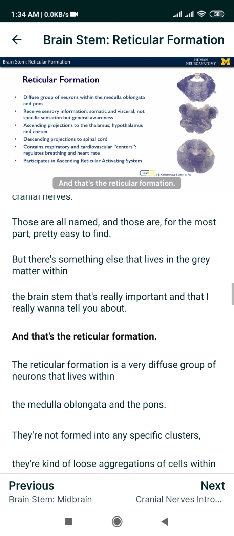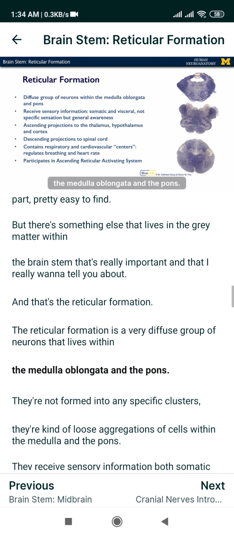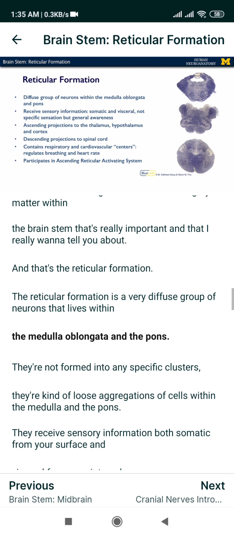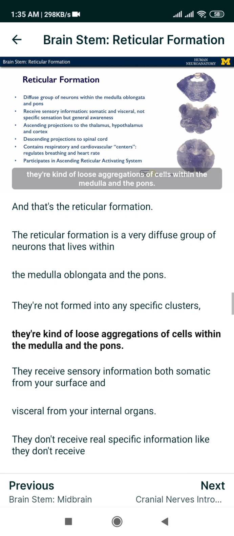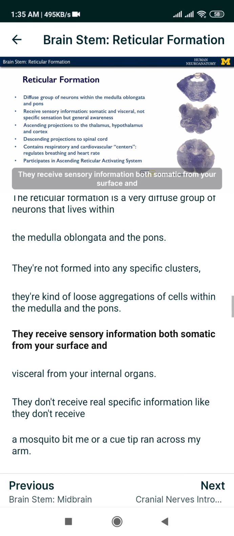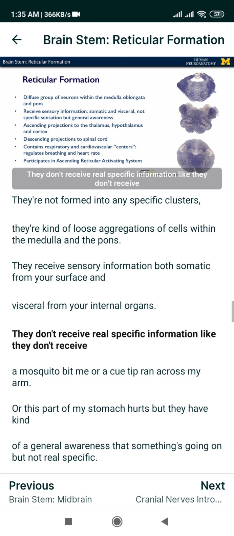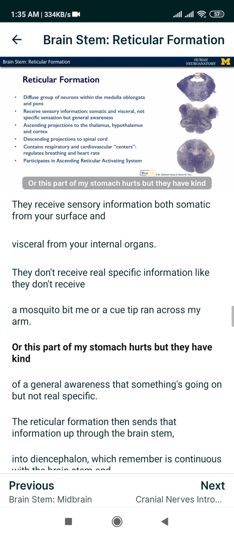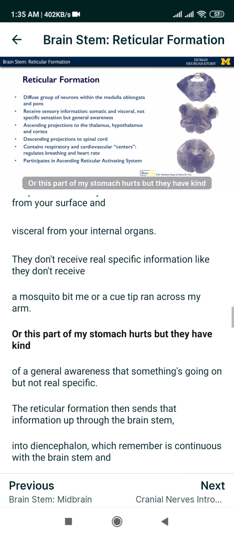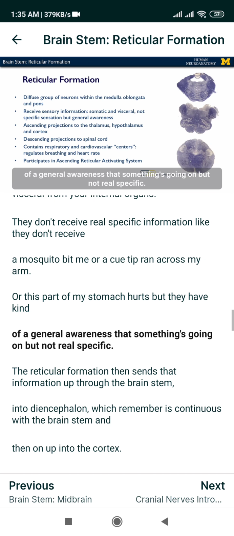And that's the reticular formation. The reticular formation is a very diffuse group of neurons that lives within the medulla oblongata and the pons. They're not formed into any specific clusters. They're kind of loose aggregations of cells within the medulla and the pons. They receive sensory information, both somatic, so from your surface, and visceral, from your internal organs. They don't receive real specific information, like, oh, a mosquito bit me, or oh, a Q-tip ran across my arm, or oh, this part of my stomach hurts.